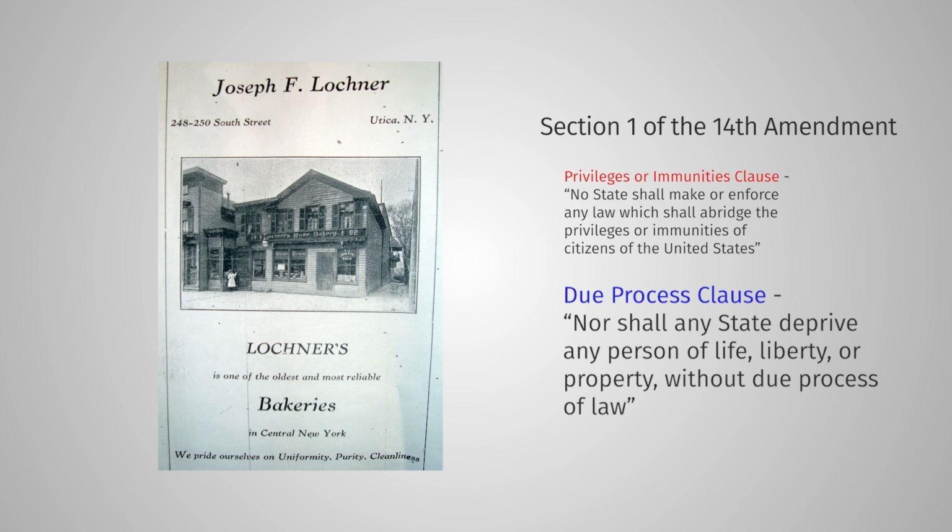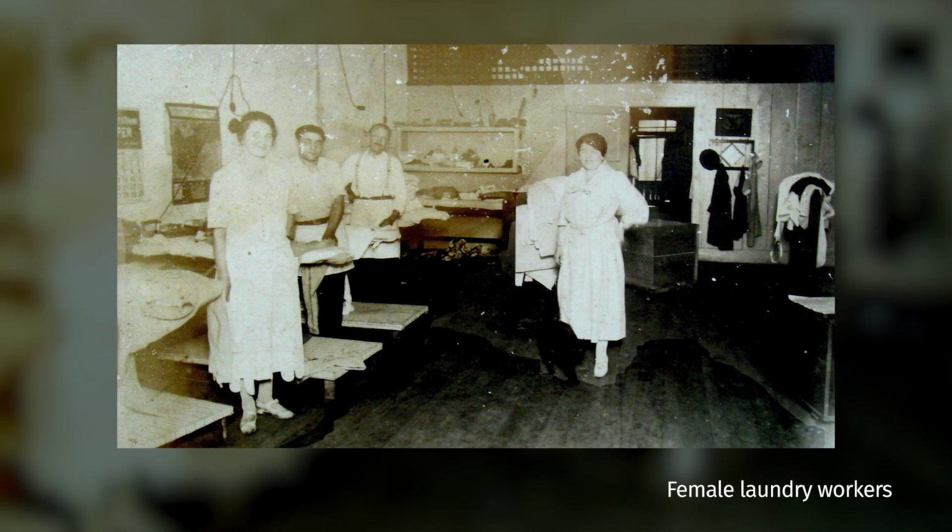For example, in Lochner v. New York, 1905, the Supreme Court recognized that the 14th Amendment protected the right to contract, not as a privilege or immunity of citizenship, but as a liberty protected by the Due Process Clause. Following Lochner, the Supreme Court decided 3 important economic liberty cases. Muller v. Oregon, 1908, Buchanan v. Warley, 1917, and Adkins v. Children's Hospital, 1923.